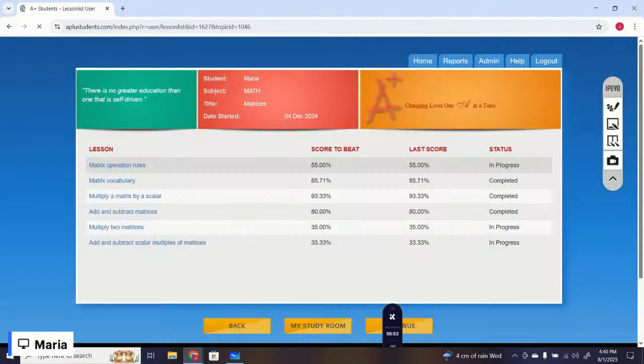So we were working on grade 9 math. The chapter we were working on is matrices. The lessons we have covered today are add and subtract matrices and multiply two matrices. So please make sure before the next session you complete all the practice questions for the lessons we just did. That is it until the next session.